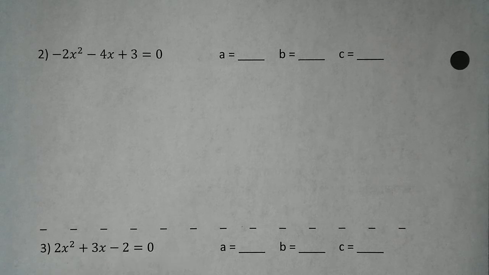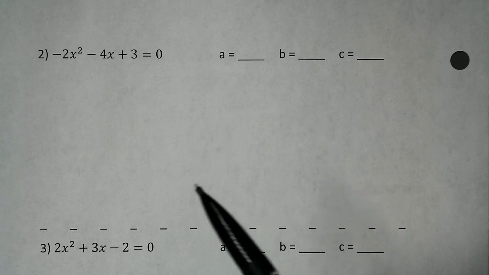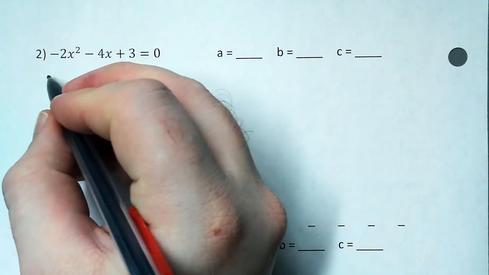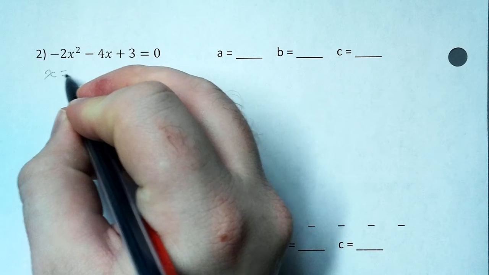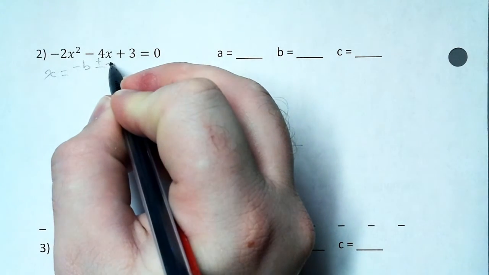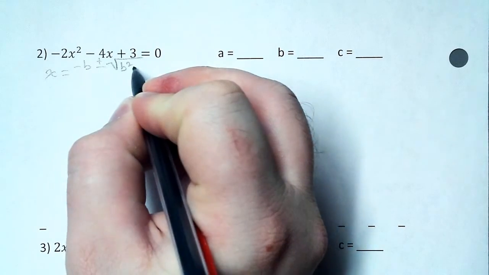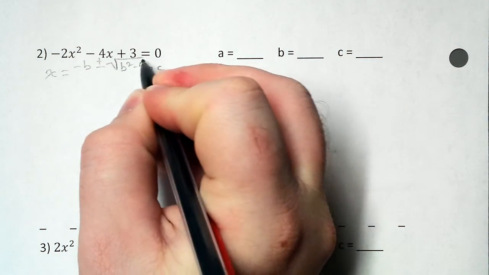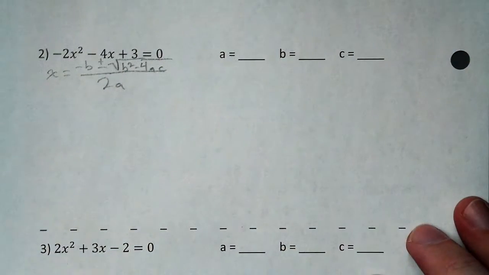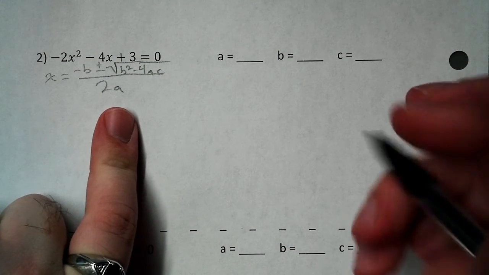Alright, here's our next example. Negative 2x squared minus 4x plus 3 equals 0. Now, let's start to put this in our formula. Do you remember our formula? Let's say it. X is equal to negative b plus or minus the square root of b squared minus 4ac all over 2a.